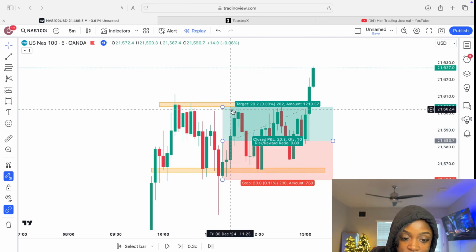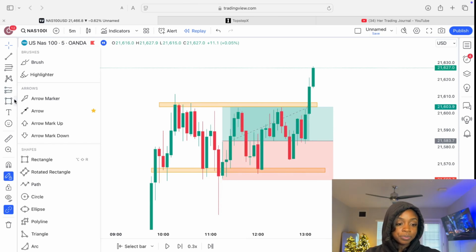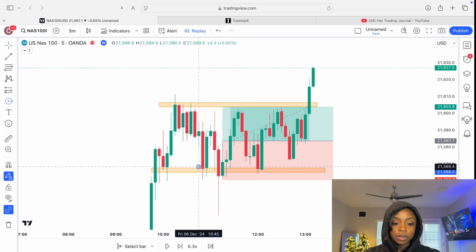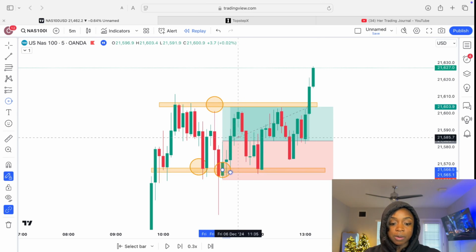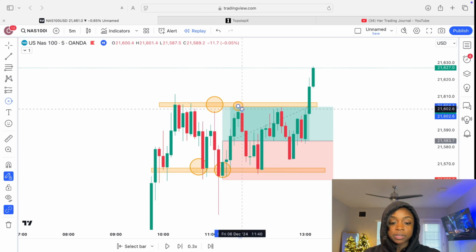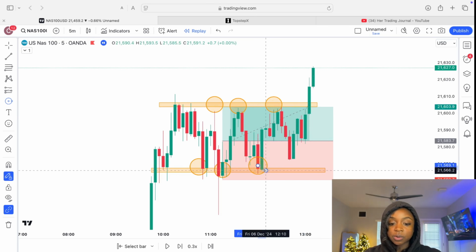So you could have taken multiple positions here. Like you could have simply, every time price touched the bottom of this range, buy. Every time we're touching the top of this range, sell. Every time we touch the bottom of this range, buy. Every time we touch the top of the range, sell. Until eventually we break out. Bottom of the range, buy, right? Until we eventually break out.